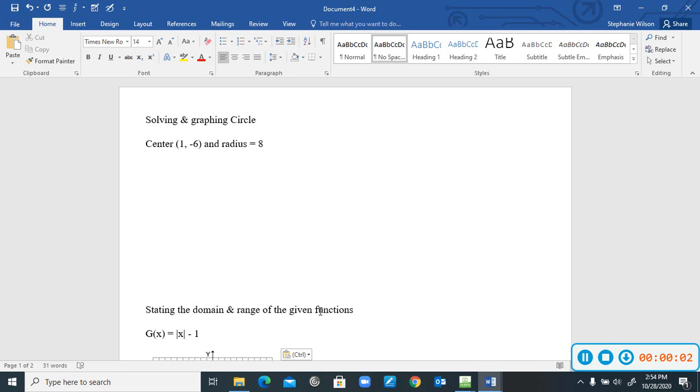So we're going to solve circles, and we're going to talk about graphing it, and we're also going to solve some functions and define its domain and range. So let's start with the circle first.